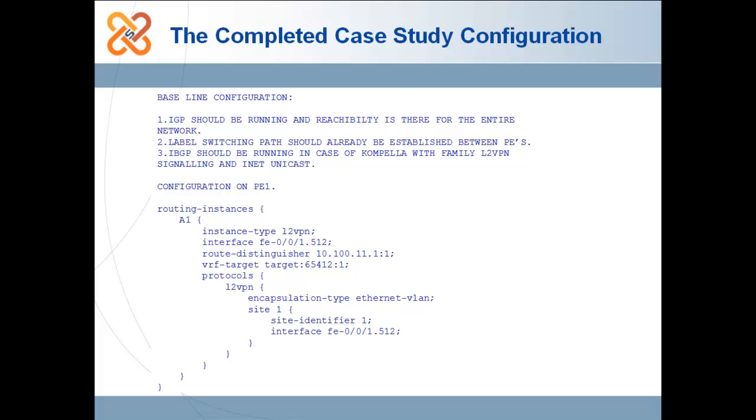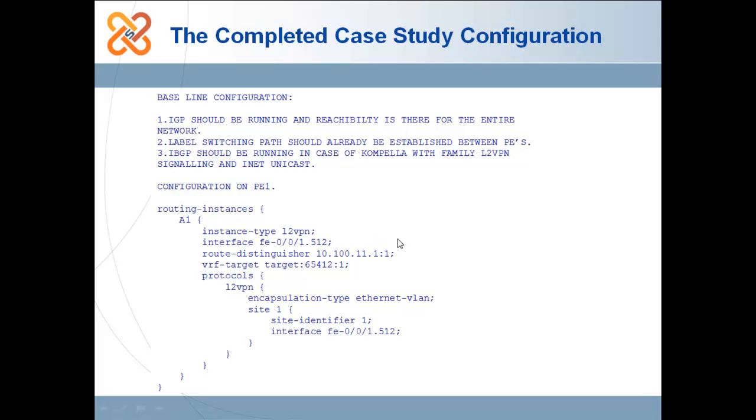Now let's start with the configuration. The baseline configuration which should be there within your network is IGP should be running and reachability is there for the entire network. Label switched paths should already be established between PEs. IBGP should be running with family L2VPN signaling, and inet unicast in case you want to host the normal BGP routes from other customers, because the layer 2 VPN routes your network will not host. Any routes from the layer 2 customers your network will not host, but you can host normal IPv4 routes from any eBGP pair in your network.